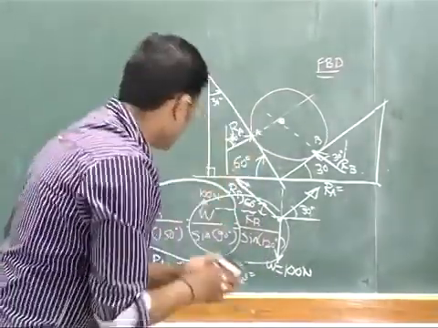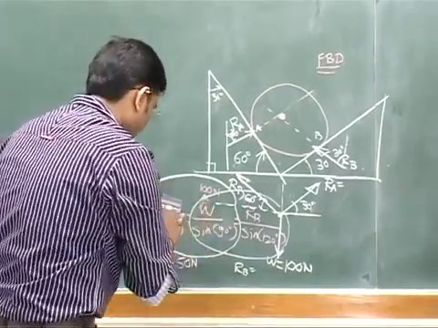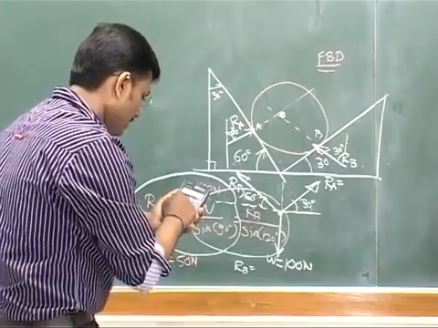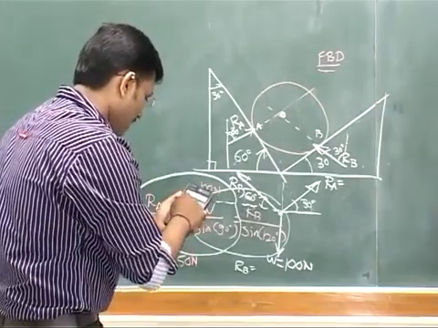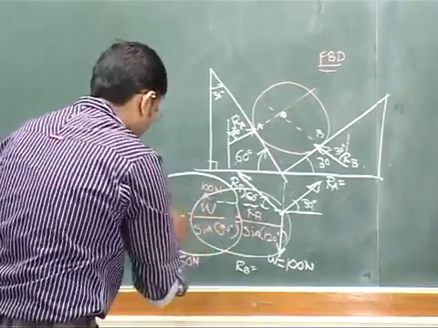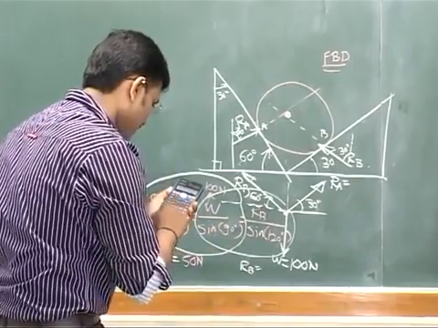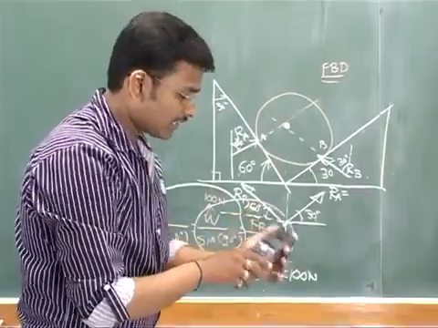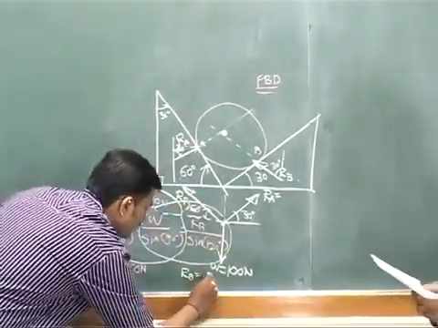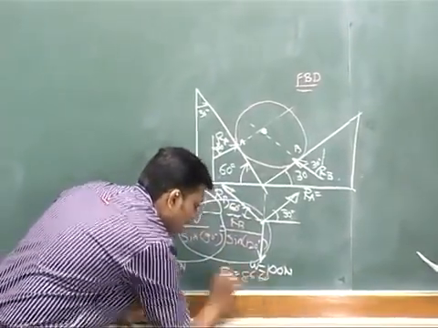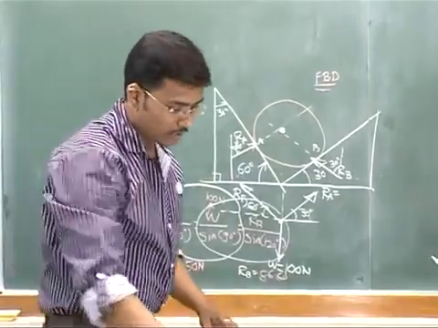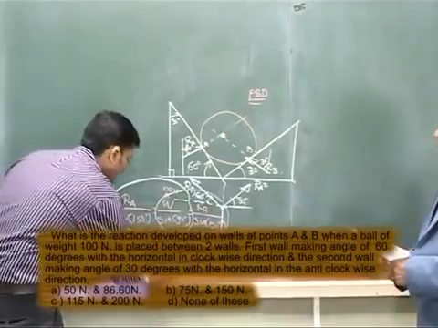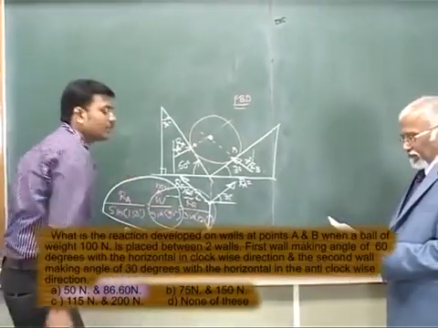And RB, when you have to calculate RB, 100 multiplied by sine of 120 is equal to RB multiplied by sine of 90 degrees. Sine of 90 is 1. So it comes out to be 86.60. So I think your first option, that is 50 Newton and 86.60, is the correct answer. So A is the answer for this particular question.